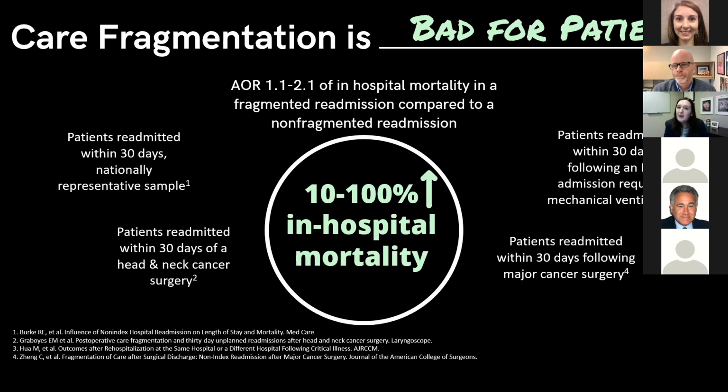However, the study populations that these articles looked at were very heterogeneous, and I've included some examples on this slide. So you can see that they range from a nationally representative sample to patients readmitted after cancer surgery, to patients readmitted after having an initial admission that required ICU care with mechanical ventilation. And this heterogeneity really prevented us from doing any quantitative comparisons of these studies. And it's going to be kind of a theme throughout this talk that I'll discuss.